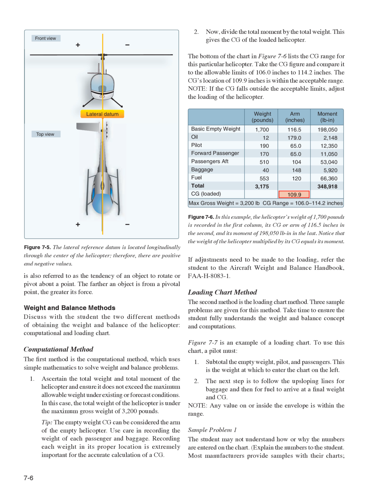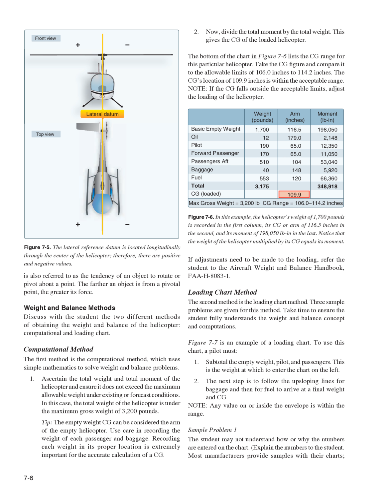Note, if the CG falls outside the acceptable limits, adjust the loading of the helicopter. If adjustments need to be made to the loading, refer the student to the Aircraft Weight and Balance Handbook, FAA-H-8083-4. Loading chart method. The second method is the loading chart method. 3 sample problems are given for this method. Take time to ensure the student fully understands the weight and balance concept and computations.